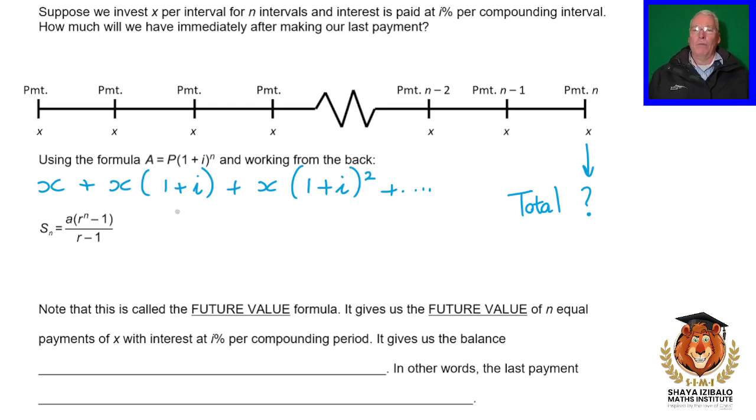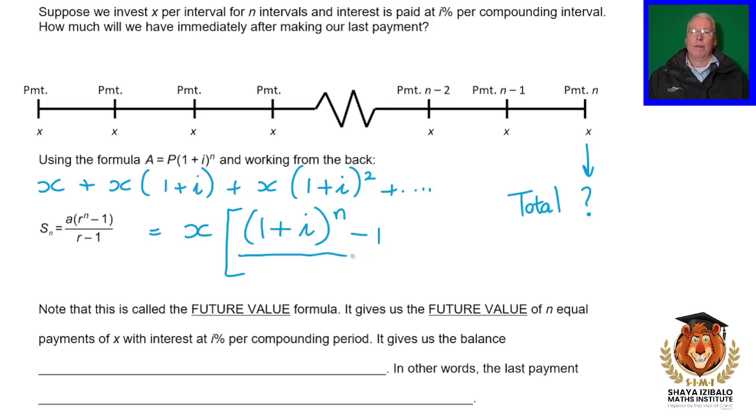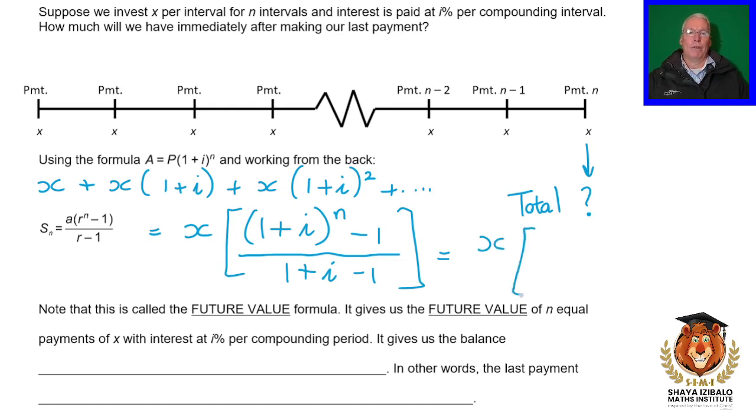So our formula is going to be A is just X, R is 1 plus I, and there are n payments altogether, minus 1 over 1 plus I minus 1. That is going to be our final answer. And obviously on the bottom it simplifies, because we've got 1 plus I to the n minus 1, and on the bottom we've actually just got I.